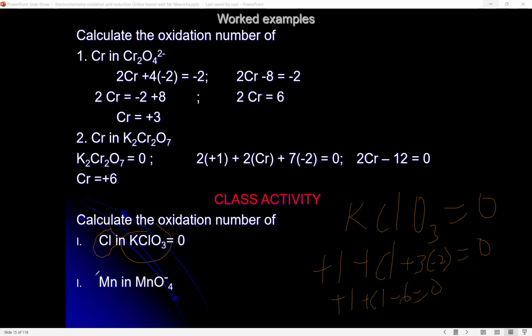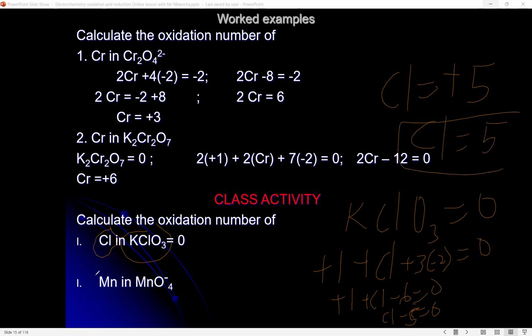So Cl minus 5 is equal to 0. That means Cl is equal to +5. Now let me give you one big secret. If you are in WAEC, you write Cl is equal to 5, you are wrong.